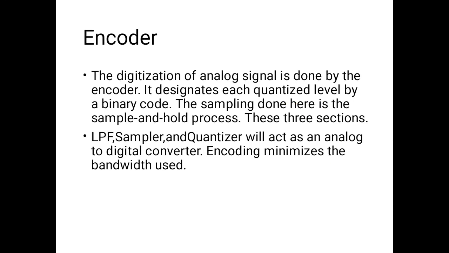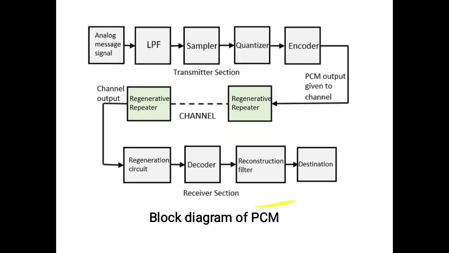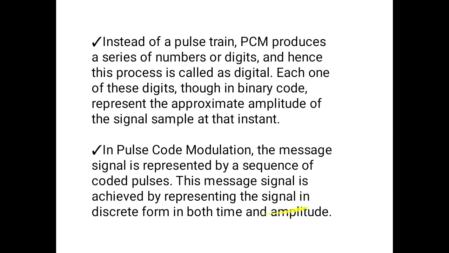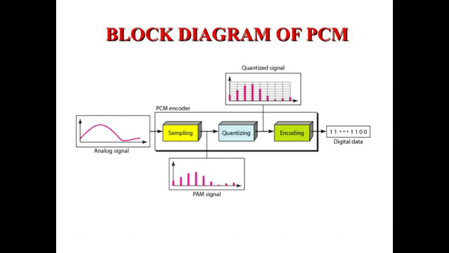Next one is encoder. The digitization of analog signal is done by encoder, the conversion of analog into digital. It designates each quantized level by a binary code. I told you now, each decimal value, analog value, will have 4-bit binary equivalent data. The sampling done here is sample and hold process. In the book you can see you will have one sample and hold block also. These three sections, LPF, sampler and quantizer, will act as an analog to digital converter. And the same thing here is called as PCM encoder. Okay.